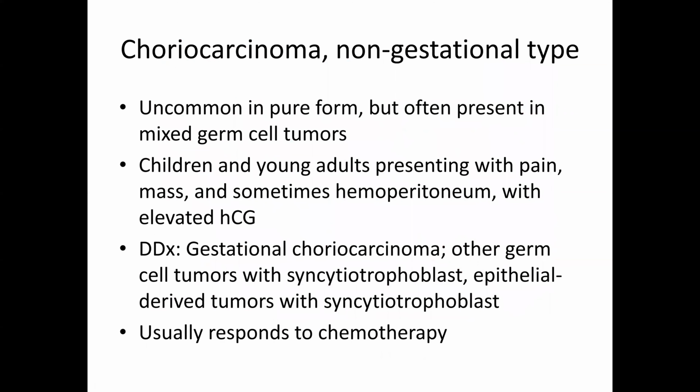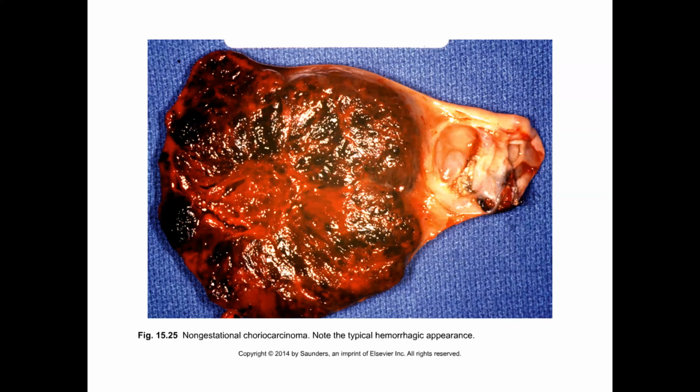Now, another also uncommon germ cell tumor is choriocarcinoma of the non-gestational type, that is occurring not in association with pregnancy, away from the placenta or uterus. Again, this can sometimes be present in mixed germ cell tumors and should be recognized and commented on when present because of the hormonal association. It includes in the differential, of course, gestational choriocarcinoma, other germ cell tumors with syncytial trophoblast, and rare other epithelial tumors derived with some trophoblast type tissue. And as typical for gestational neoplasia, it often responds nicely to chemotherapy.